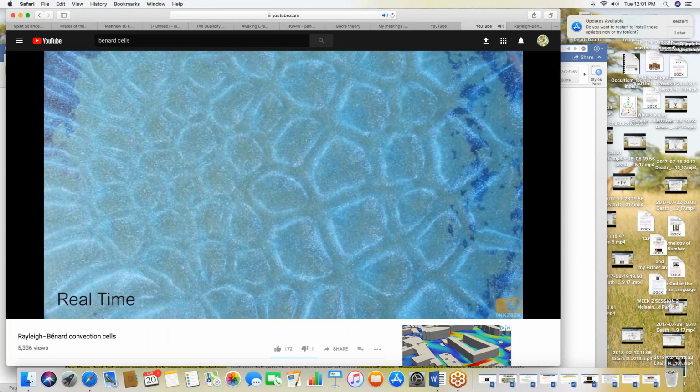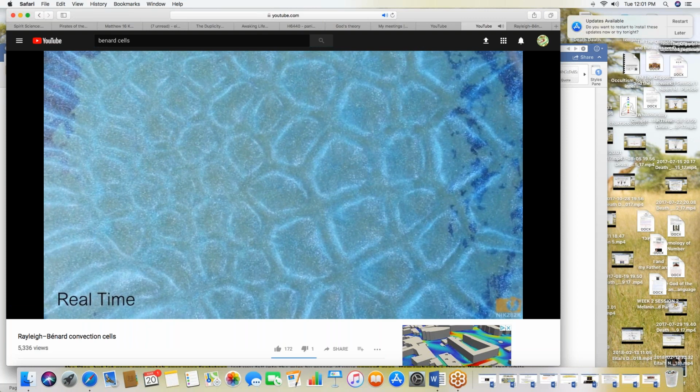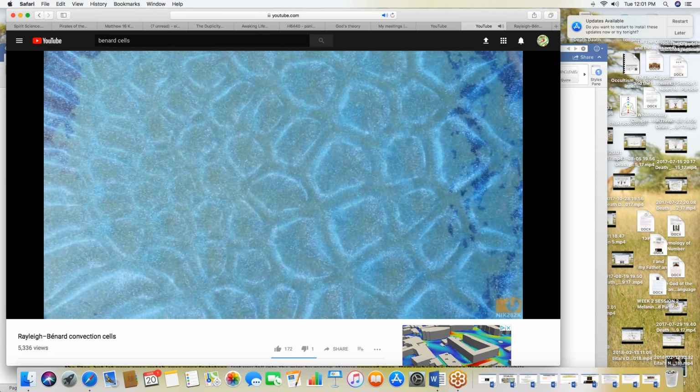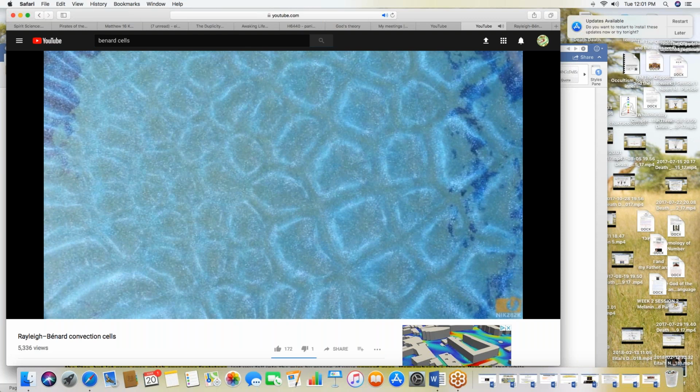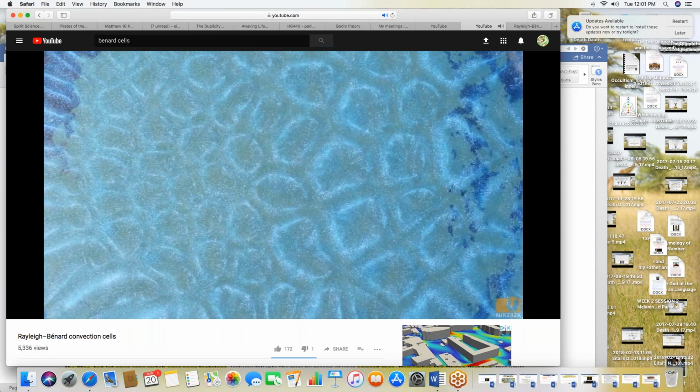Once the oil has reached the edge, it begins to cool and sink down to the bottom of the dish where it can be reheated, forming a feedback loop. Once the cells form, they are very stable provided the temperature doesn't drastically change. Just an endless loop of the same thing.